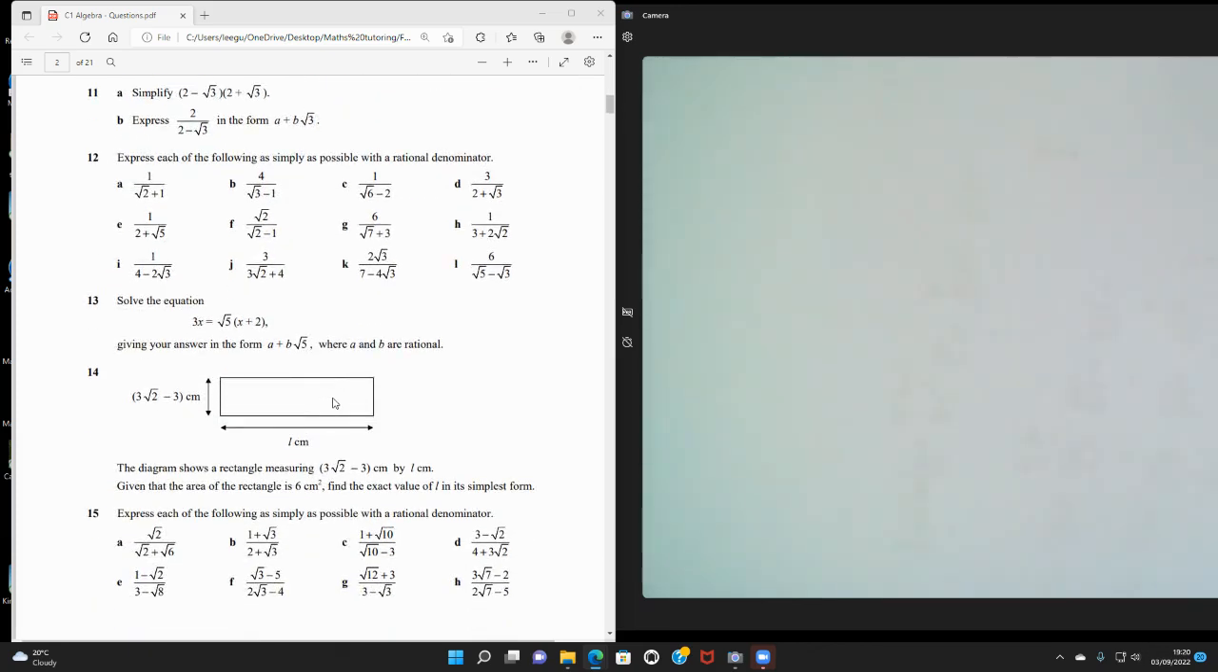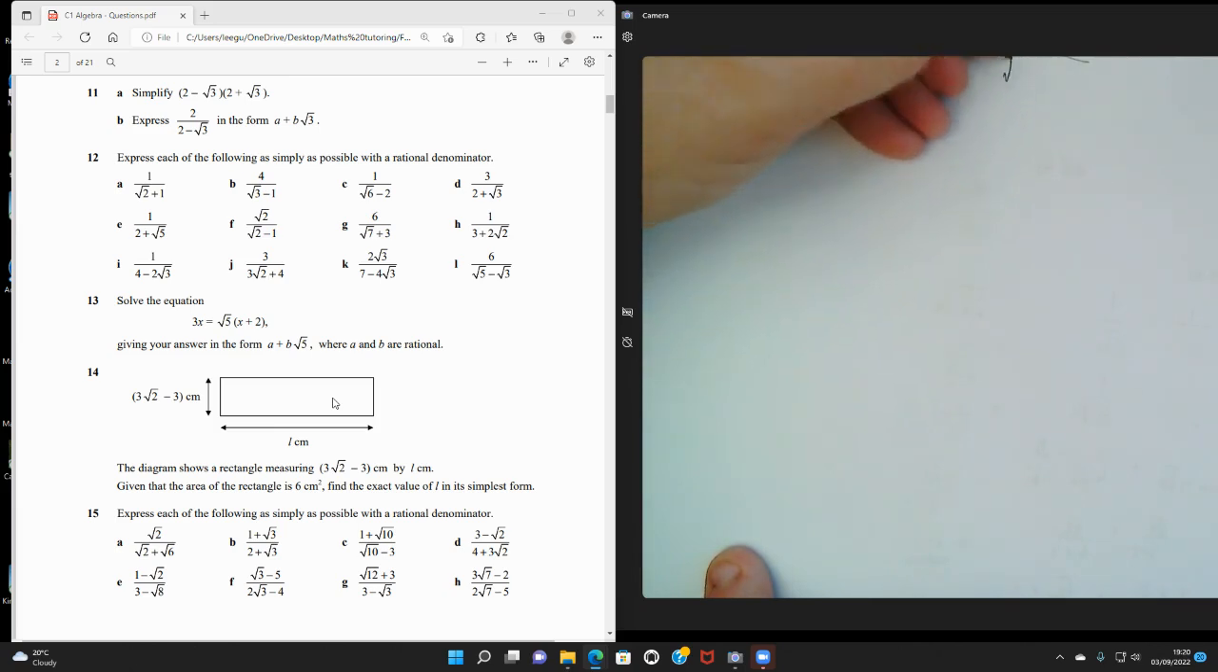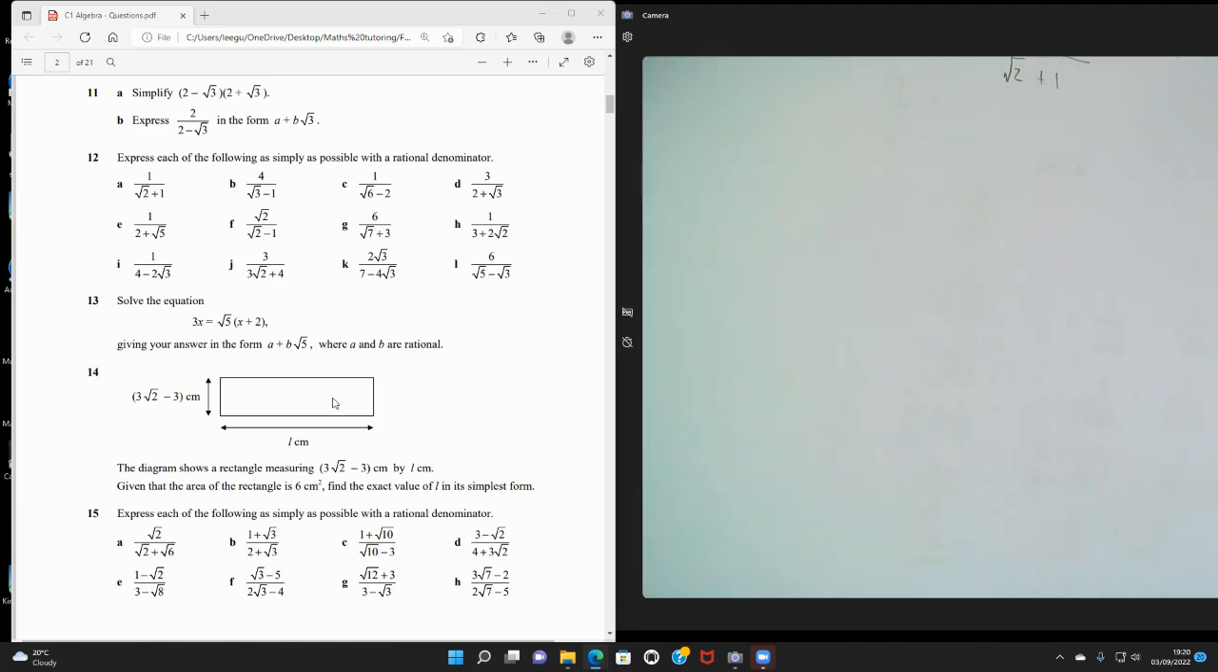So you'll notice we've got a surd, but we've also got a plus or a minus in there as well. So let's have a look at question 12a. We've got 1 over root 2 plus 1. Okay, 1 over root 2 plus 1.